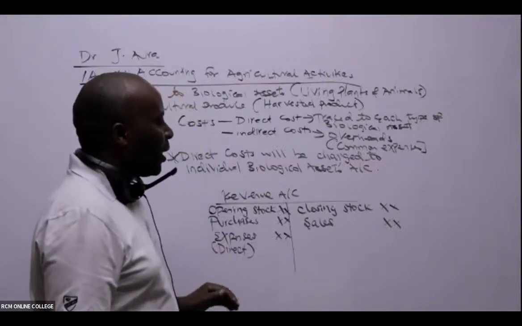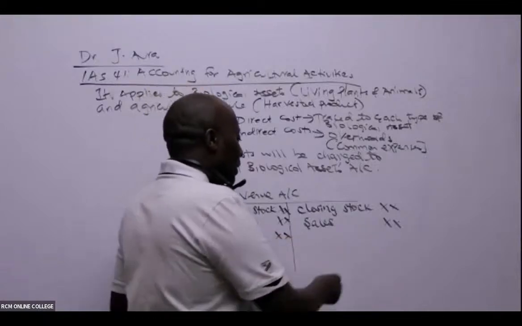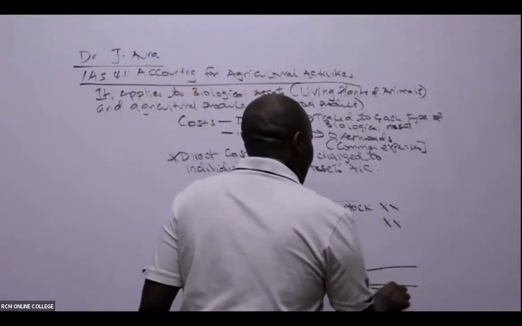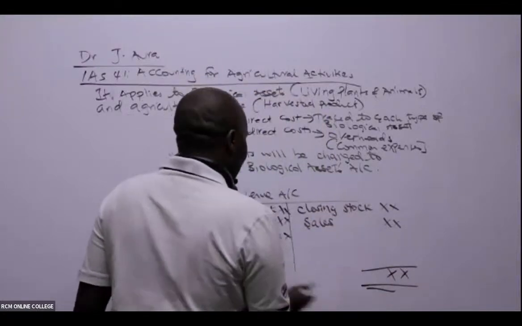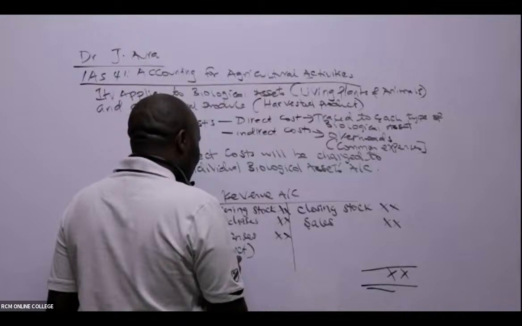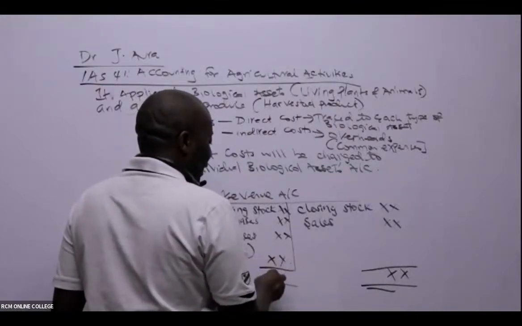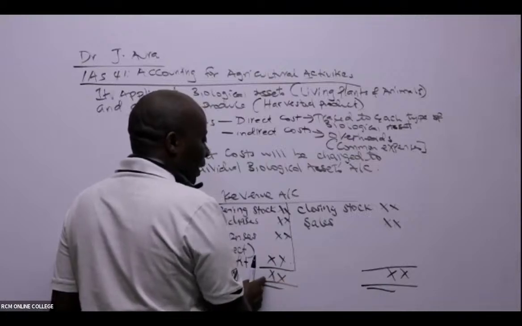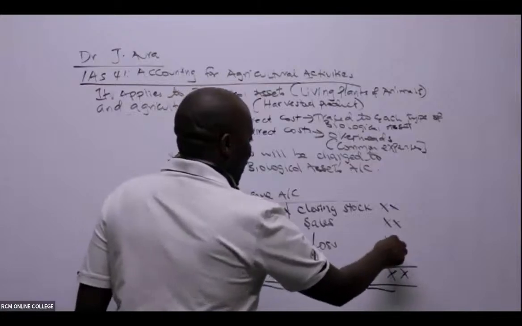Such that if this side is heavier, when I'm balancing my account, this basically is the incomes account. If this side is heavier than this side, then the balancing figure here will be a profit. And of course, if it is this side that will be heavier, then we shall put a loss here. This one here will be a loss, like that.